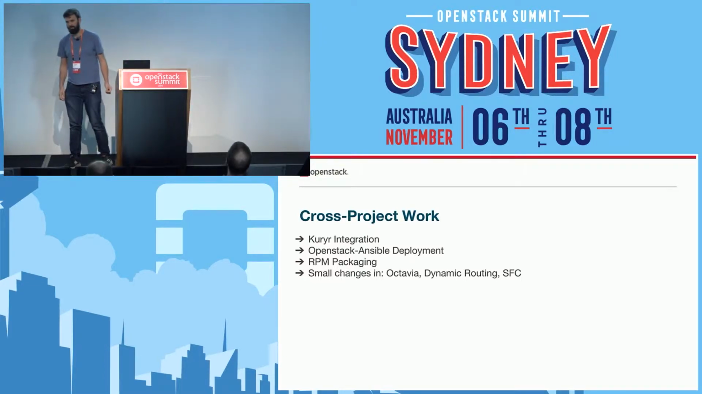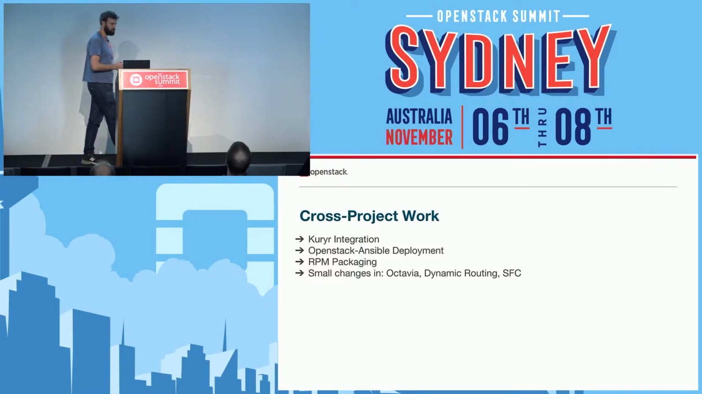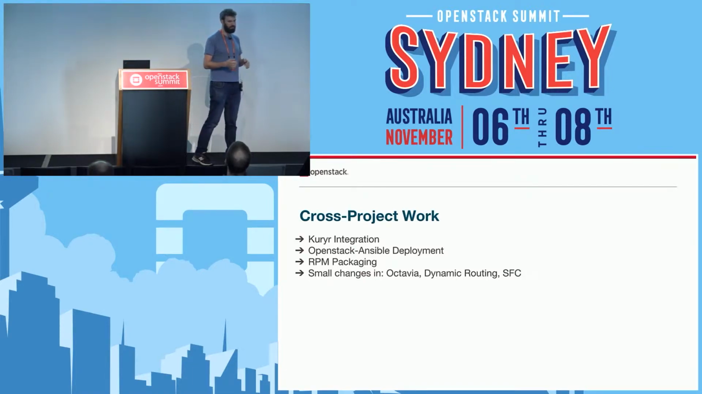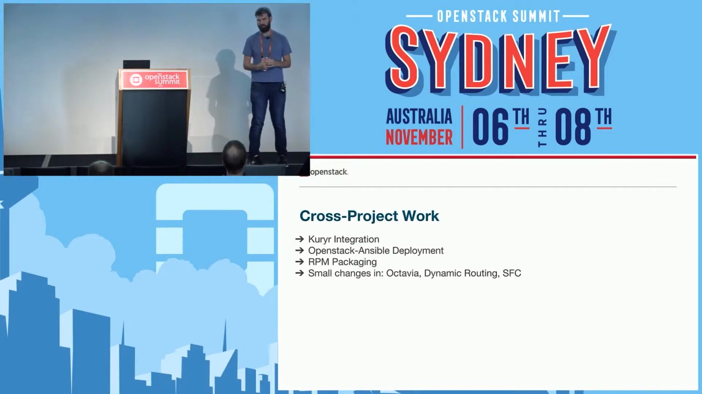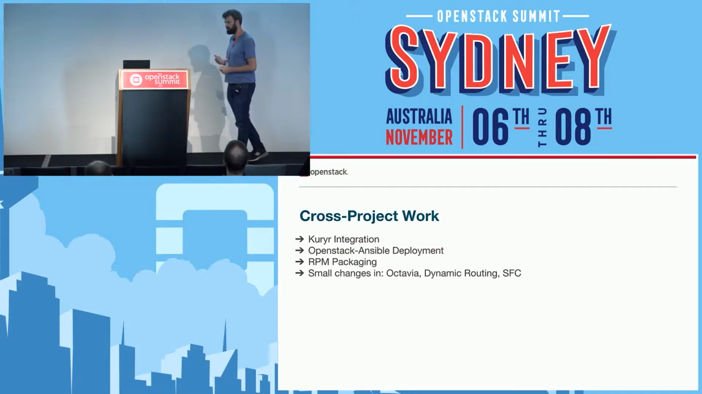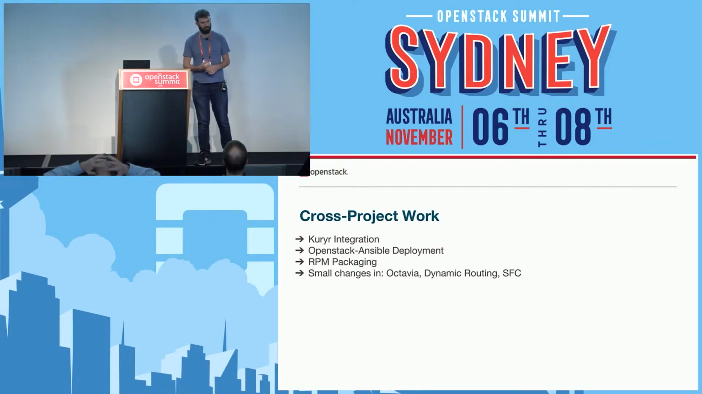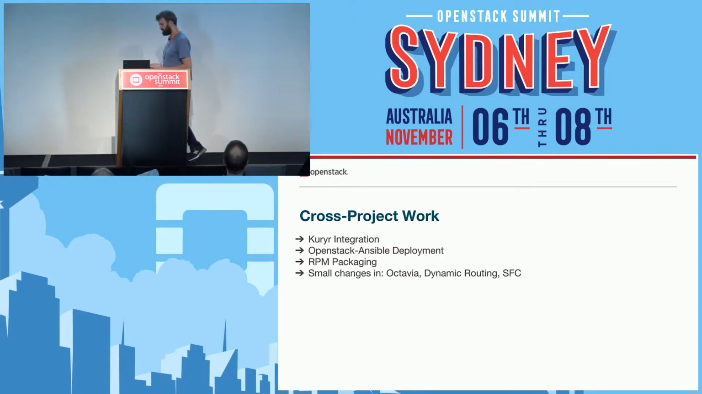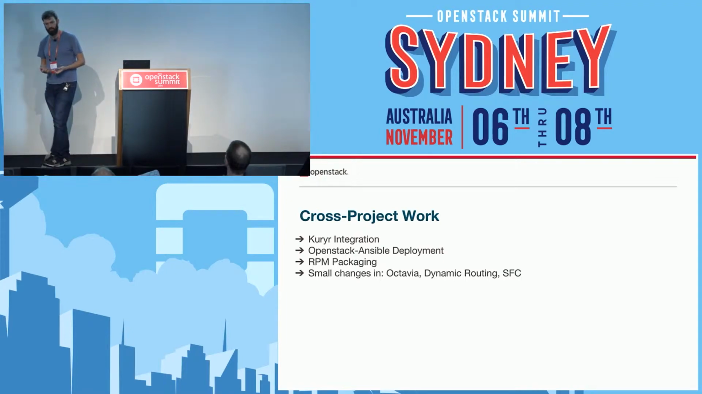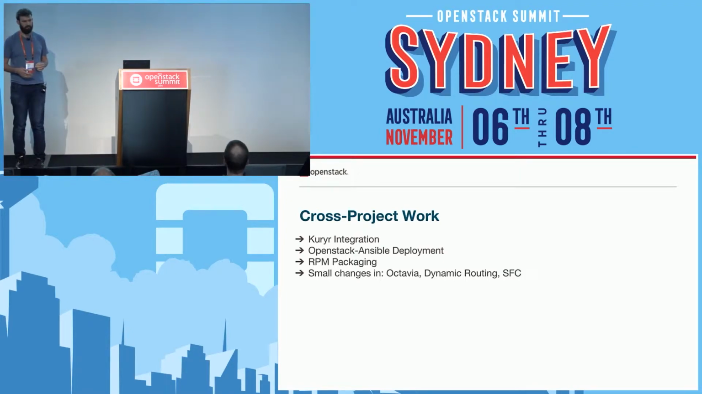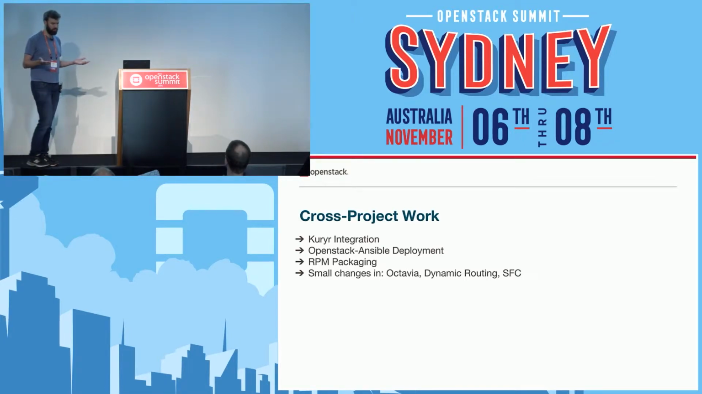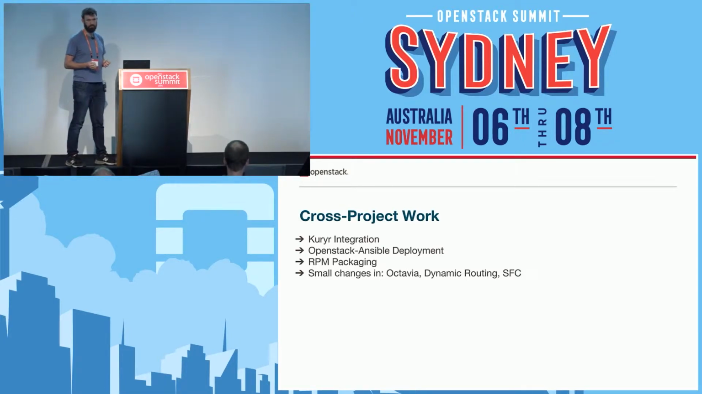We also have had a lot of cross-project work. For instance, we have Kuryr integration. Right now, we are supposed to be fully integrated with Kuryr. It's supposed to work. We keep testing it locally. We are also working with the Kuryr guys on writing black box tests for a deployment that includes Kuryr and Dragonflow. We have also worked in the past, and continue to work, with OpenStack Ansible. Right now we have basic deployments, which, sadly, we broke, so we're going to fix it.